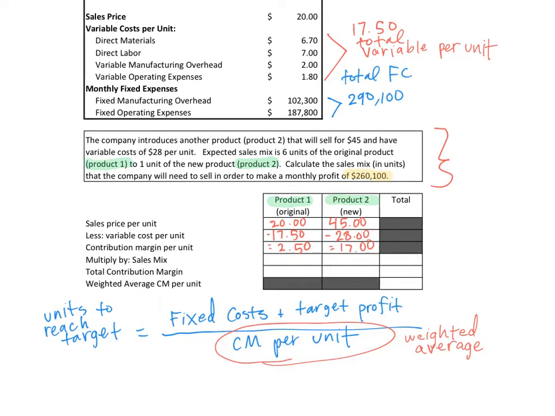Now we need to take what's called the sales mix into account. The sales mix describes how much you sell one product relative to the other, because in most cases, customers will buy different amounts of the different products that a company offers. We are provided with information about the sales mix in the question stem. So according to our paragraph here, we expect to sell 6 units of the original product for every 1 unit of the new product. That is what's called our sales mix.